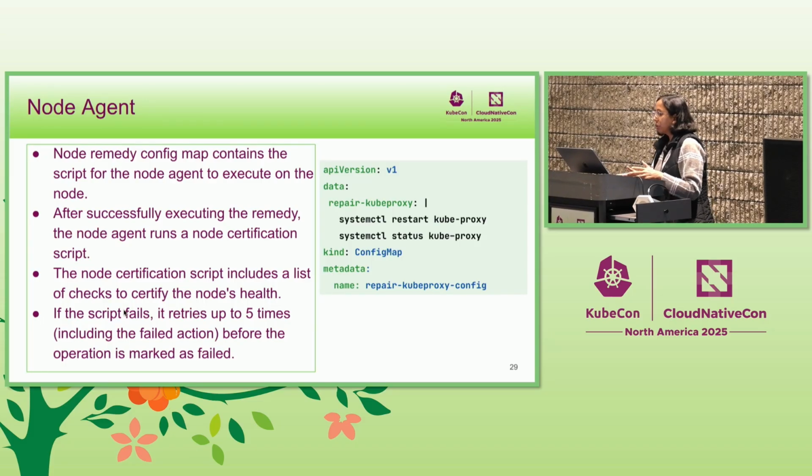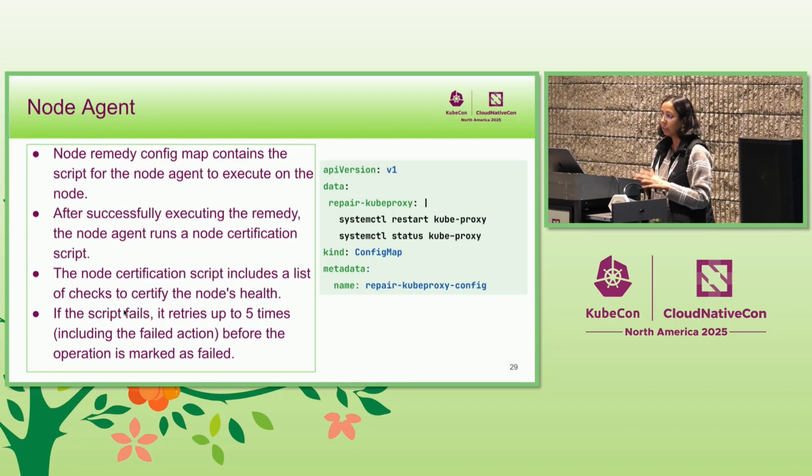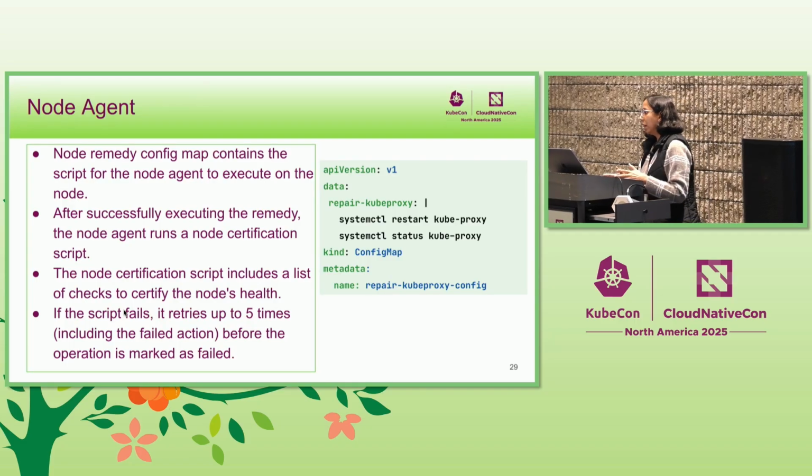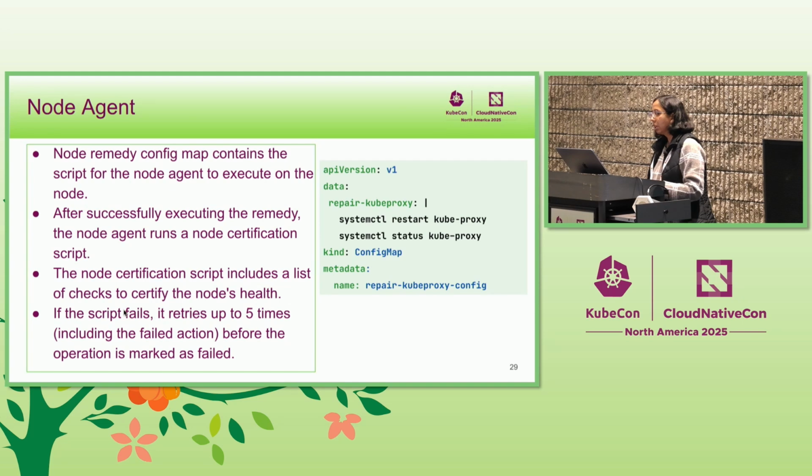The node agent reads this annotation and executes that config map remedy configured in the repair kube proxy config. In addition to executing this remedy, it tries up to 5 times. We don't want somebody to go crazy and say retry 500 times, so we have a limit in place of 5 retries in case it fails. In addition, it also runs the same certification script, which we call the heartbeat script, which provides the healthiness of your overall Kubernetes worker node.